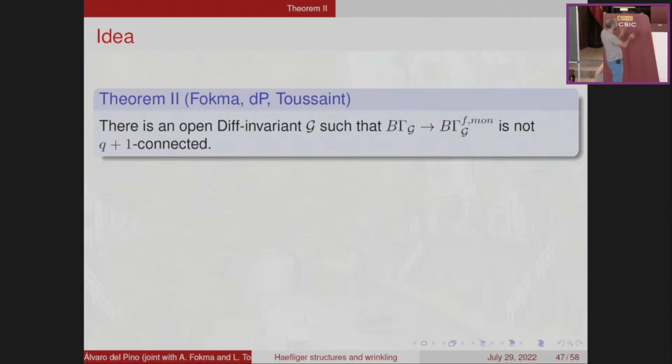Theorem 2. The point is that the previous theorem is sharp. What we want to prove is that this classifying map is not Q+1 connected. So our previous result was sharp. We would like to prove this for as many geometries as possible. Heuristically, most geometries will be of this type: concordances will be very rigid for most geometries.